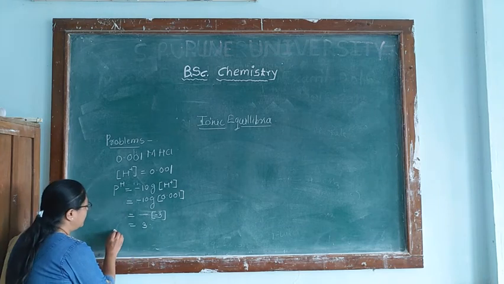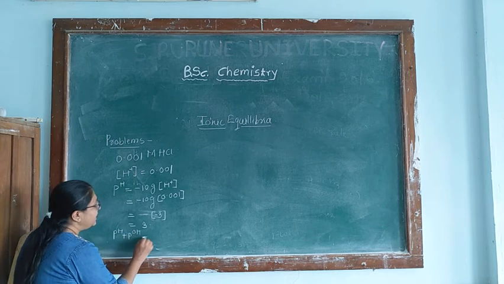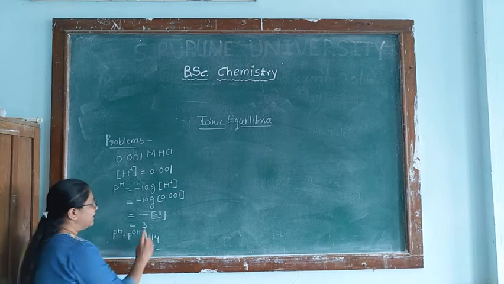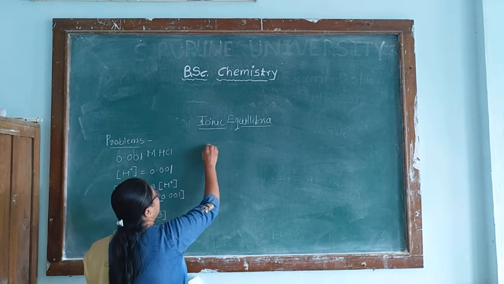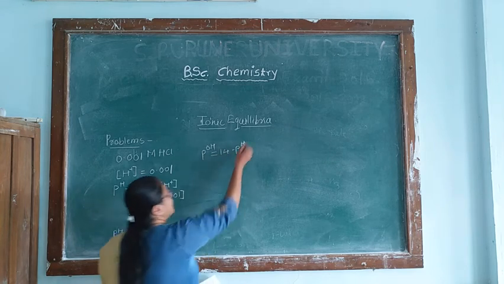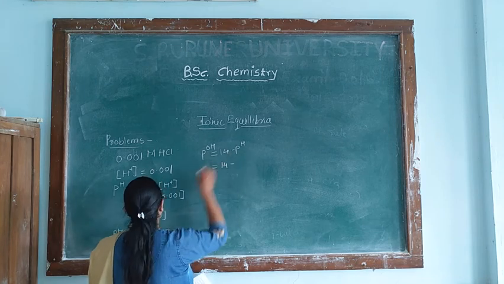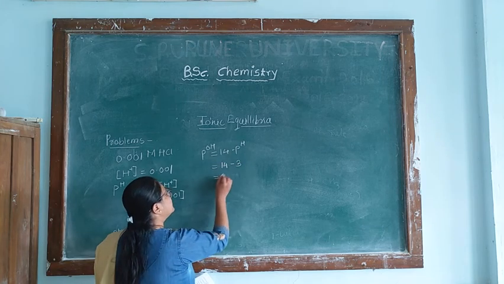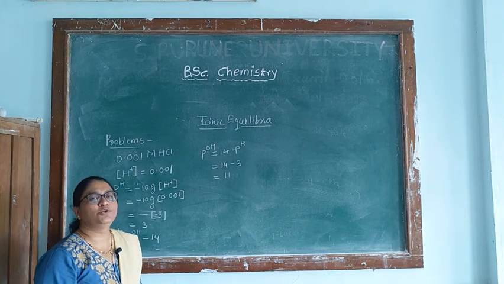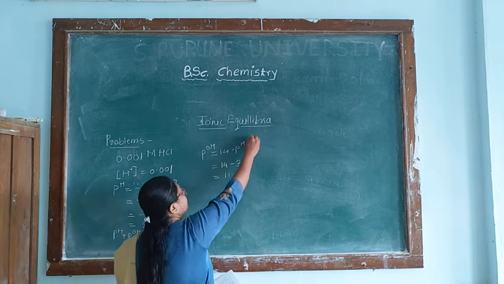Now we want to calculate pOH. Now we know the relation pH plus pOH is equal to 14. Therefore pOH will be equal to, if you know the pH, 14 minus pH. So this is equal to 14 minus 3. So pOH is equal to 11. Next problem, second problem we are going to see.